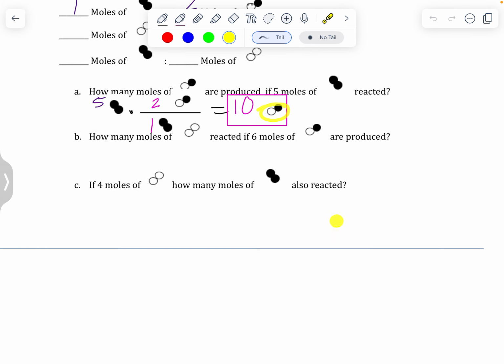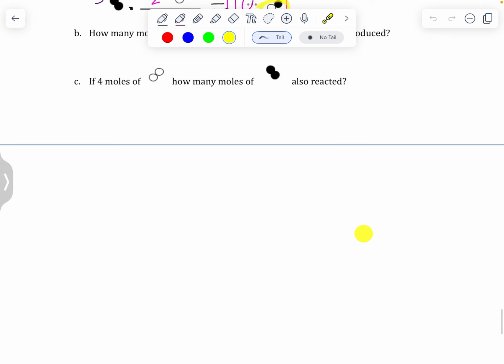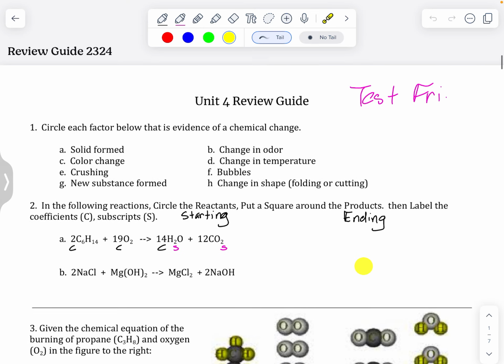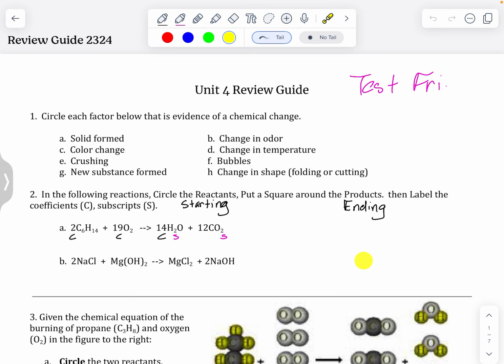There is one more paper at the end of your packet. Go ahead and try those problems as a challenge, and you're going to determine the products. All right, just a reminder, your test is on Friday. You should be able to complete this review guide by the end of the block.